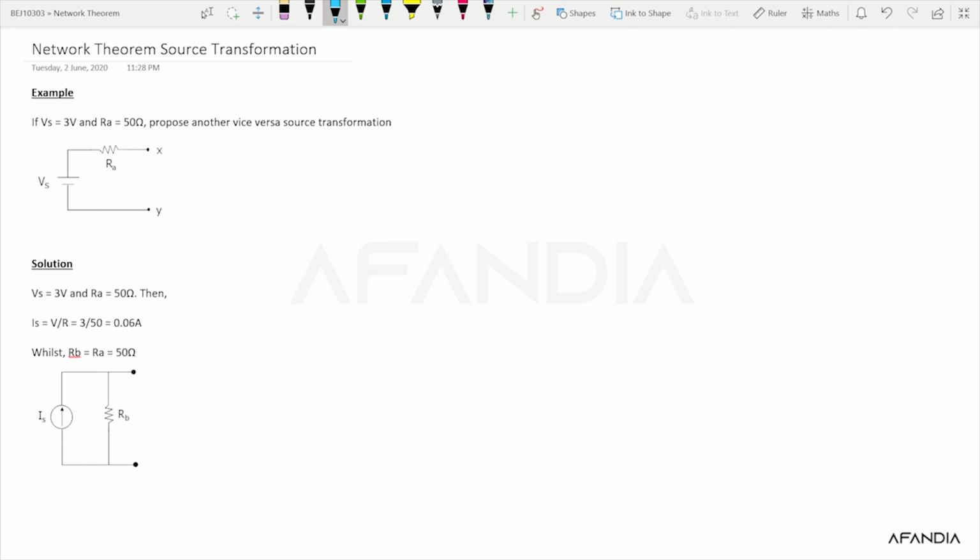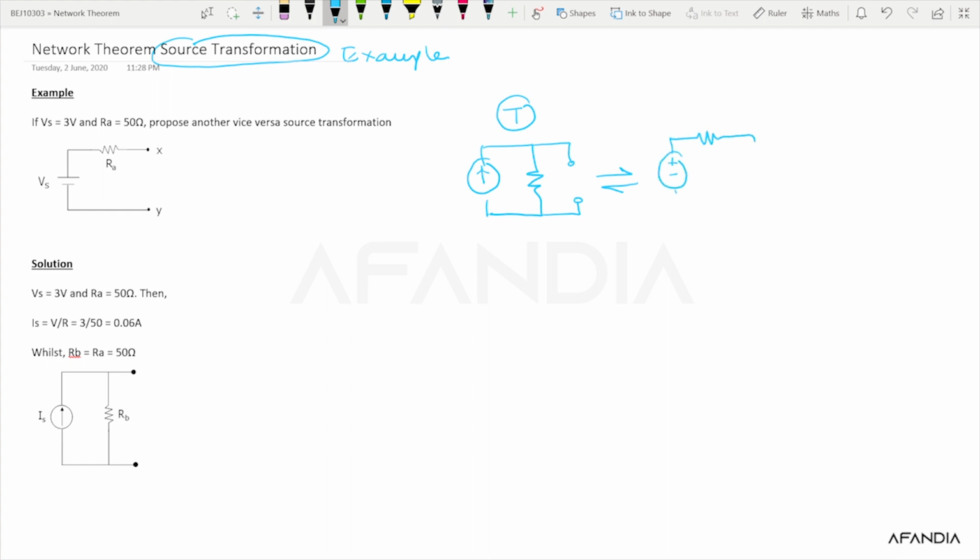Okay, we are going to discuss a source transformation example. It is a very simple concept whereby we can transform from current in parallel, vice versa with voltage in series, like this.